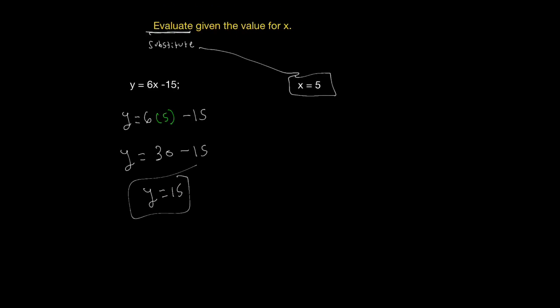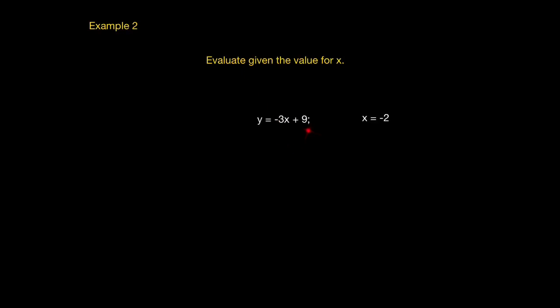Let's do one more example. So here, again, we have an equation on the left, and we have extra information on the right. The task is to evaluate. So everywhere we see an x, we're going to replace it by this substitution, x equals negative 2. Let's begin by rewriting. y equals negative 3. This time we're not going to write x, we're going to write negative 2 and plus 9.